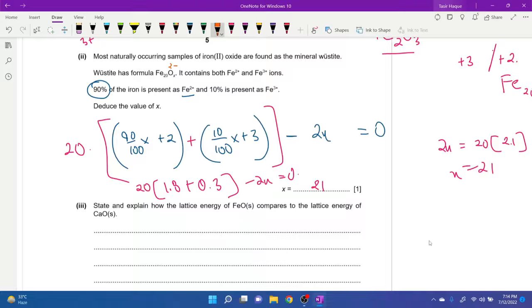90% of 20. How much is that? 90 by 100 into 20. That's 18. Okay. So 90% of 20 is 18. There are 18 Fe2 plus molecules and 10% of 20 is 2. There are 2 Fe3 plus molecules. Do you understand?